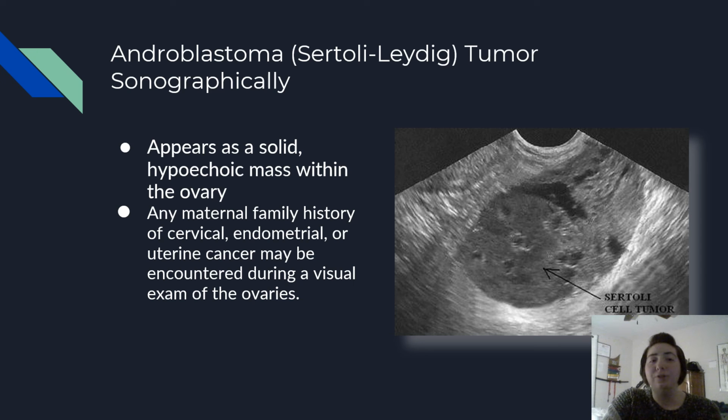Sonographically, an androblastoma tumor appears as a solid, hypoechoic mass within the ovary. Any maternal family history of cervical, endometrial, or uterine cancer may be encountered during a visual exam of the ovaries with an androblastoma tumor.